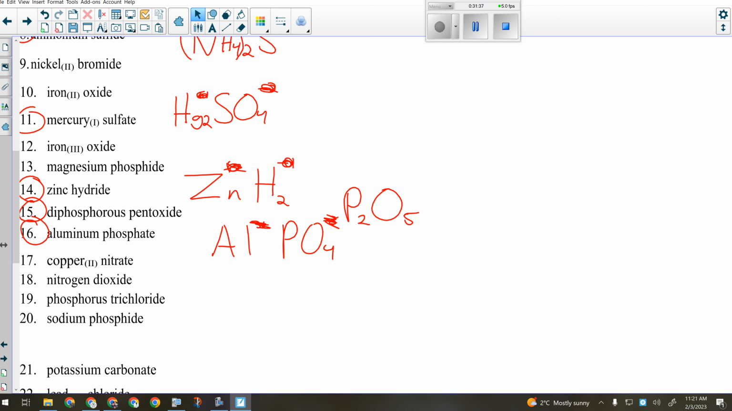Okay, and again, the whole purpose of that drop and swap is to make sure that all the charges work out to add up to 0. Okay, how are we feeling about writing the formulas? Okay, good. All right, then.